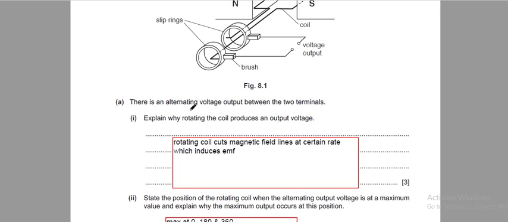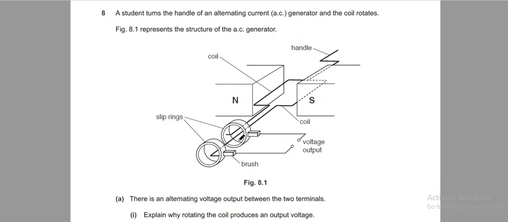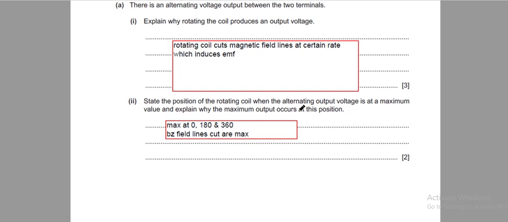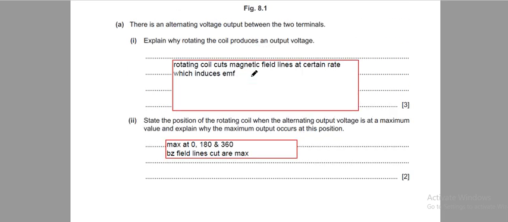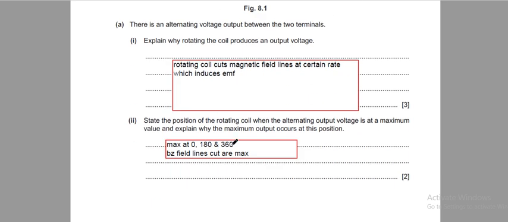You notice that in the question there is only alternating voltage output. There is no mention of induction, so you must mention it in the answer. State the position of the rotating coil when the alternating output voltage is maximum. It is maximum certainly when the coil is horizontal, or at 0, 180 and 360 degrees. Let's explain why maximum output occurs at this position: because field lines cut are maximum.